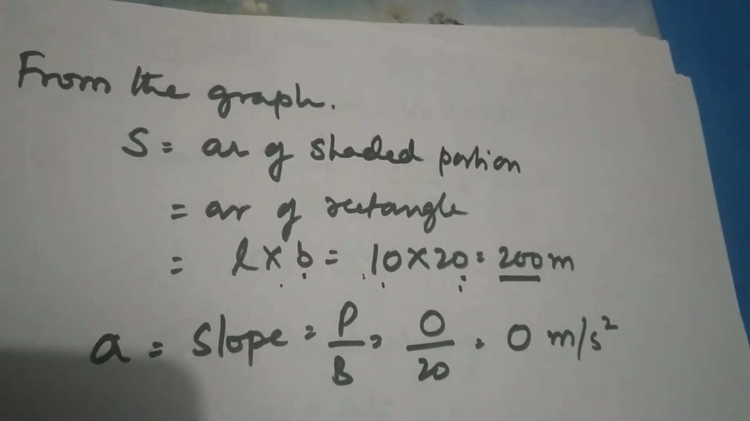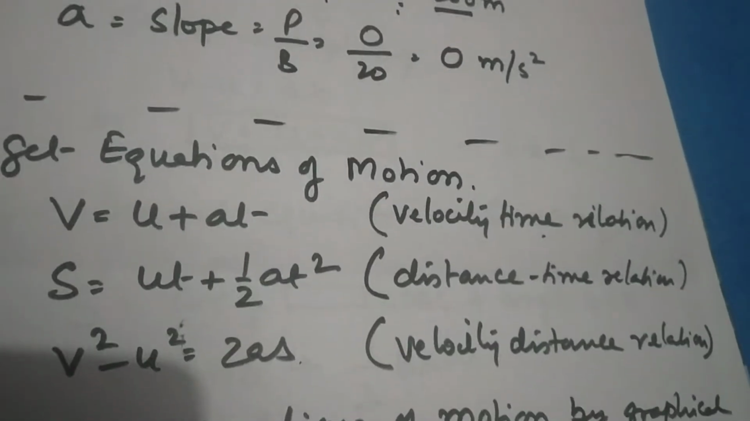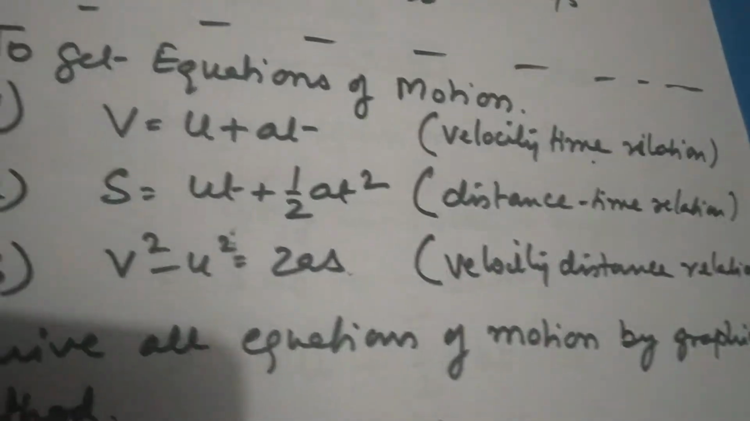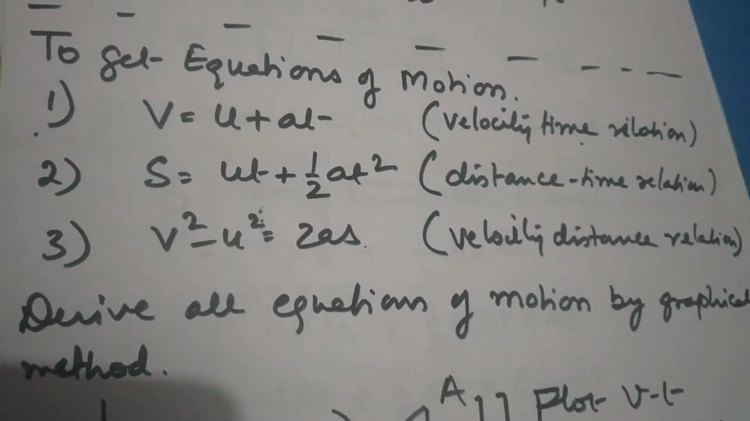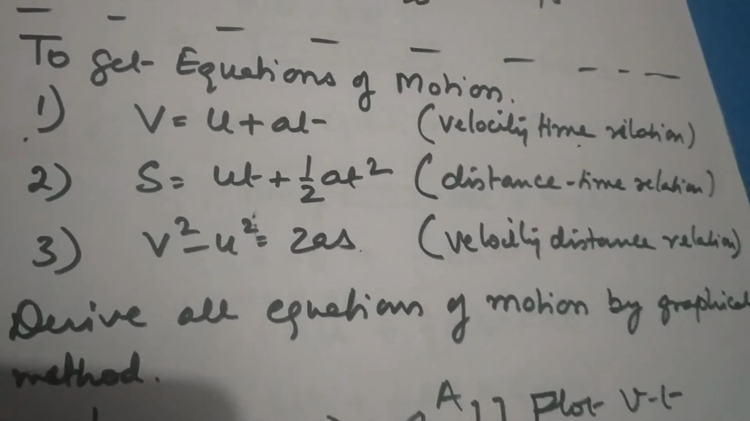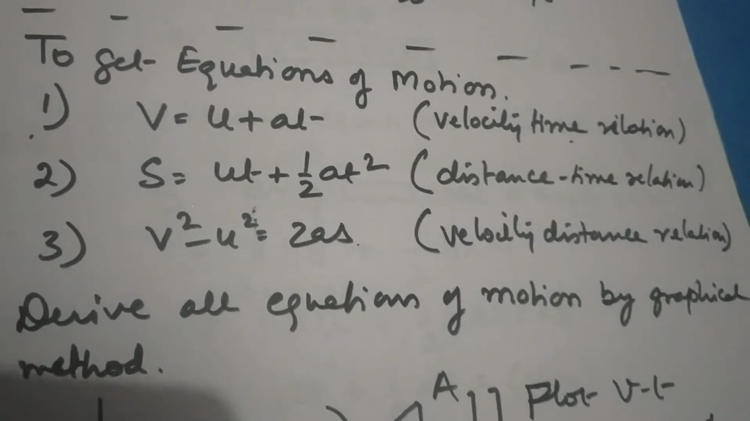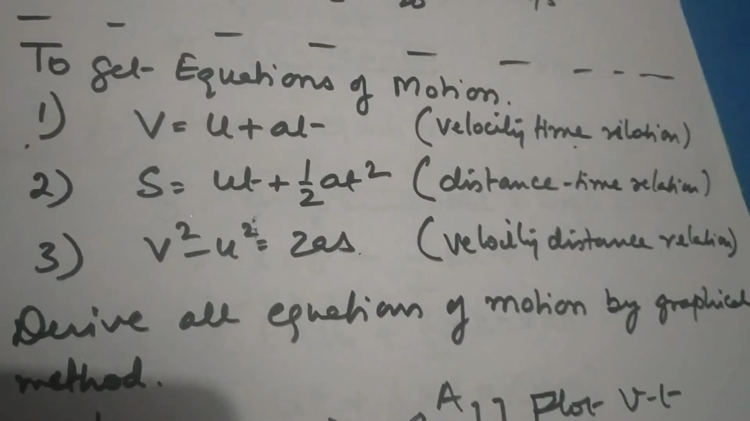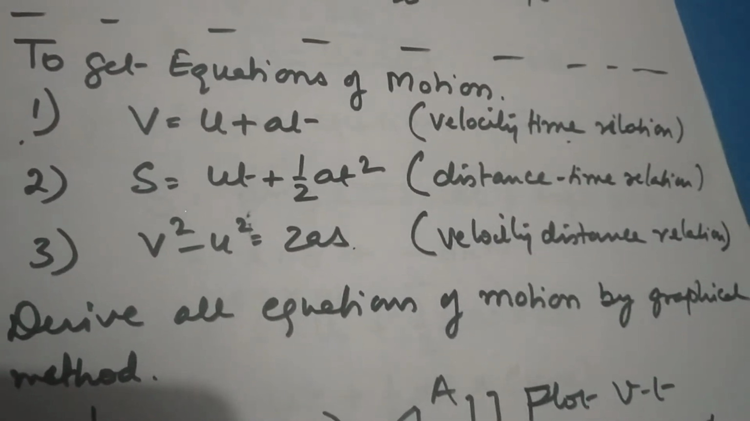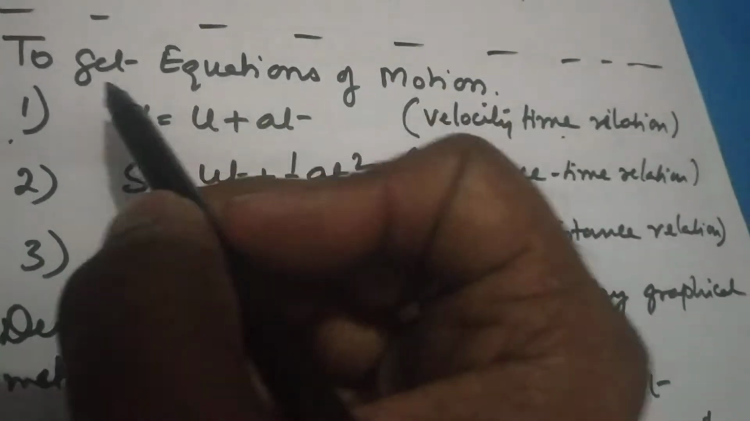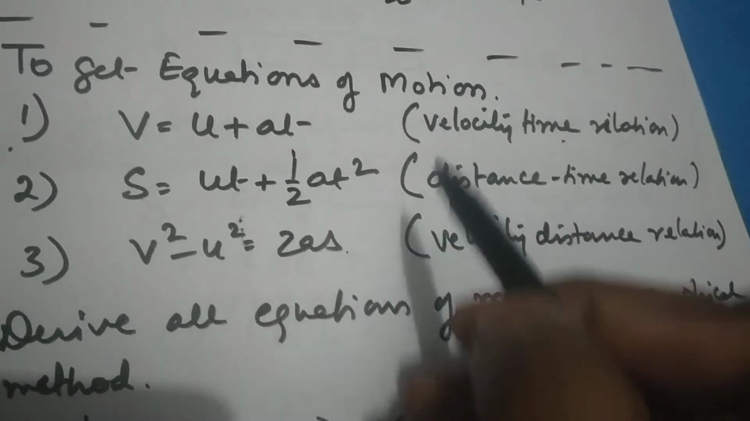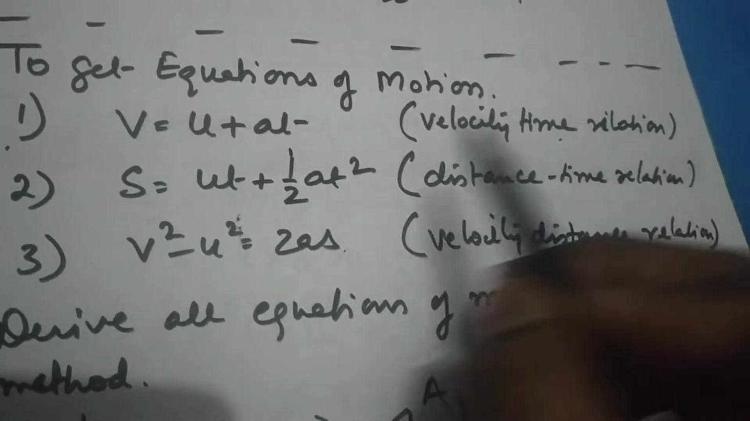Now we are moving to a very important topic, the question which is given most of the time in the examination. This is called equations of motion. There are three equations of motion. The first equation of motion is given by the formula V is equal to u plus at, which is also known as the velocity-time relation.